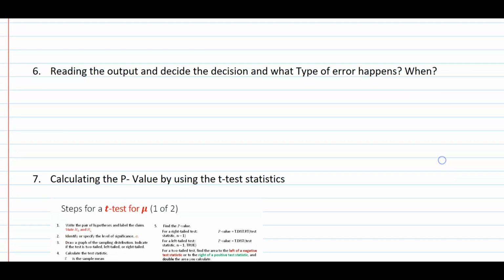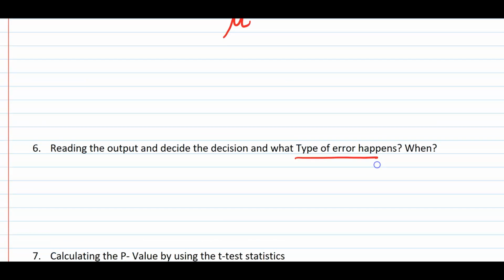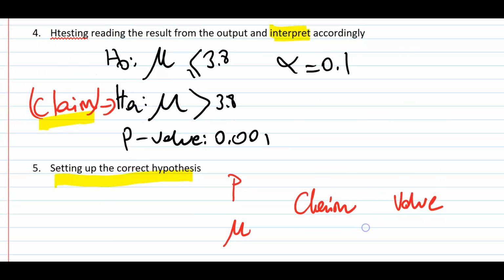All right, reading the output and deciding the decision: what type of error happens? For instance, if you go back to this one, the output will be reject null, right? In this case, if we reject the null, it means that we can have a type 1 error.